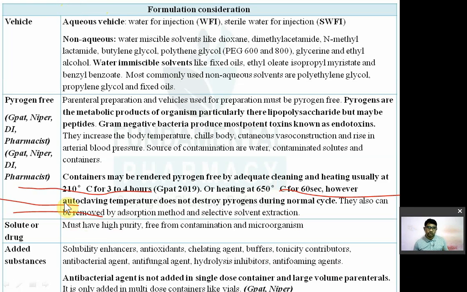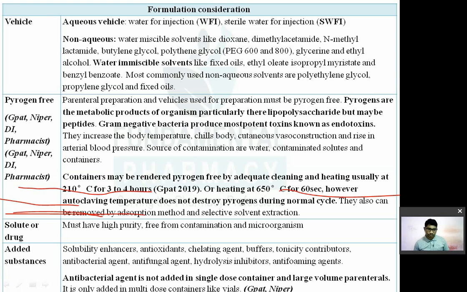First one is from the container. Container can be rendered pyrogen free by heating at 210 degrees Celsius for 3-4 hours, or 650 degrees Celsius for 60 seconds. Okay, or by selective adsorption method and by selective solvent extraction method. So the last two methods are not for containers.